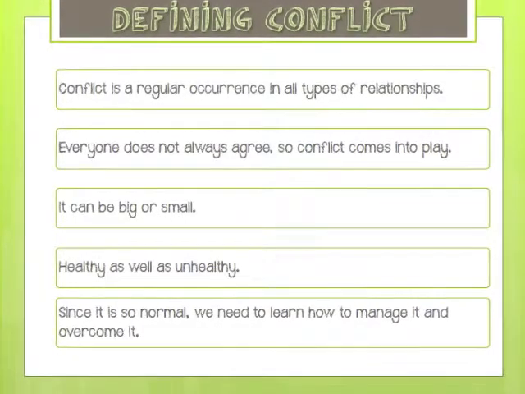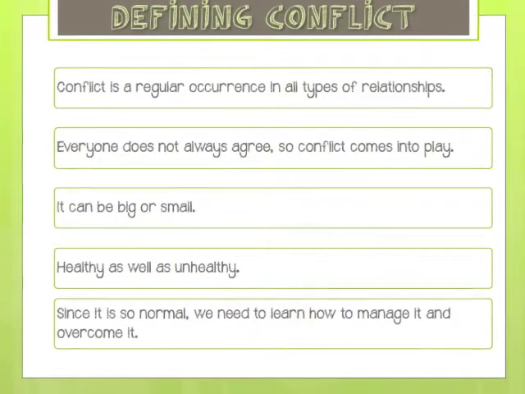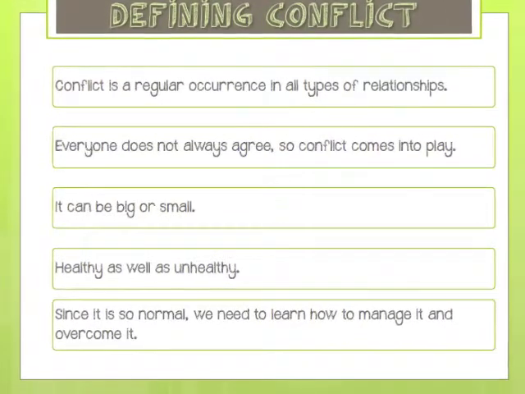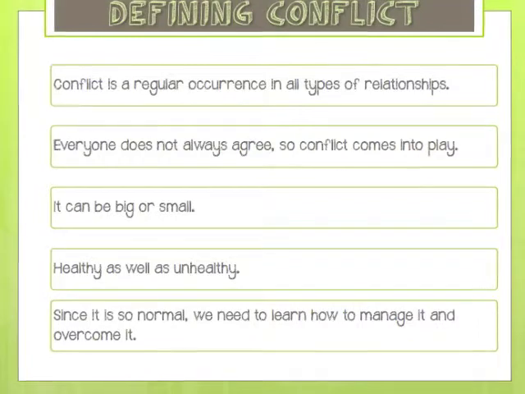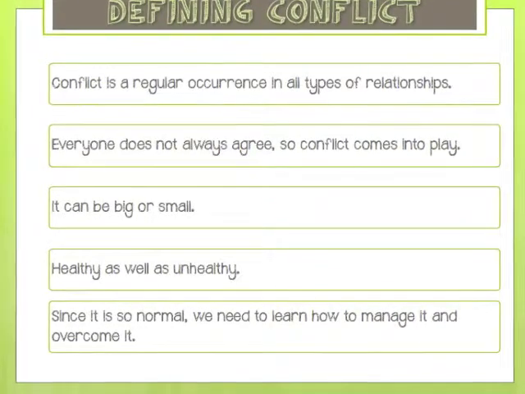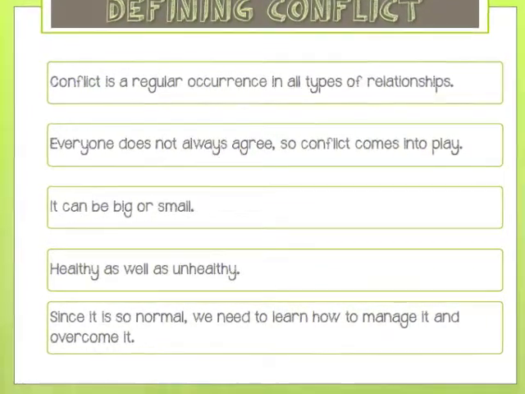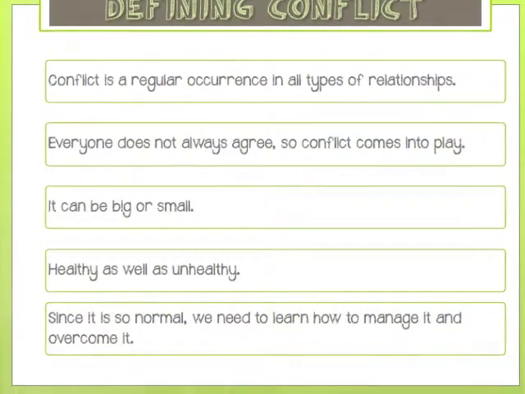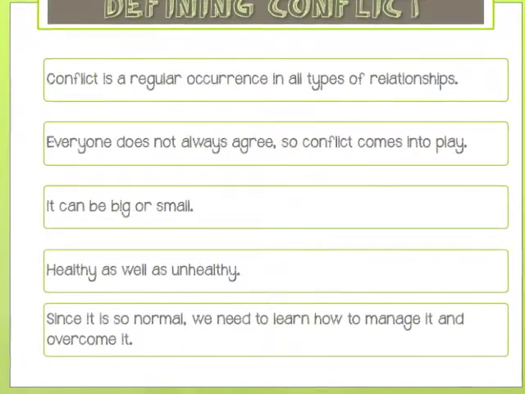What is conflict? Conflict is a normal occurrence in all types of relationships. Everyone doesn't always agree on everything, so conflict is created. It can be big or small, healthy or unhealthy, but it's normal. And learning how to cope and handle conflict can really help avoid it altogether.